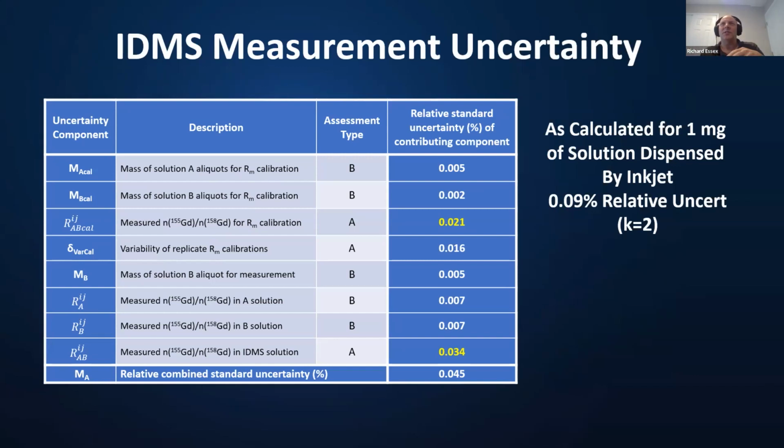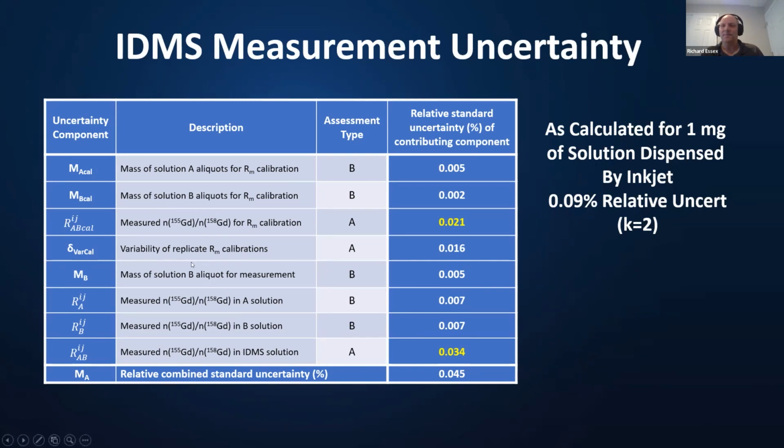I just want to mention quickly that the uncertainties for the IDMS based mass measurements are primarily associated with the repeatability, or the precision, of our mass spectrometry measurements, both for the calibration materials and for the unknown. There's also a variability for our multiple measurements of the calibration for the molar ratio of the two materials.